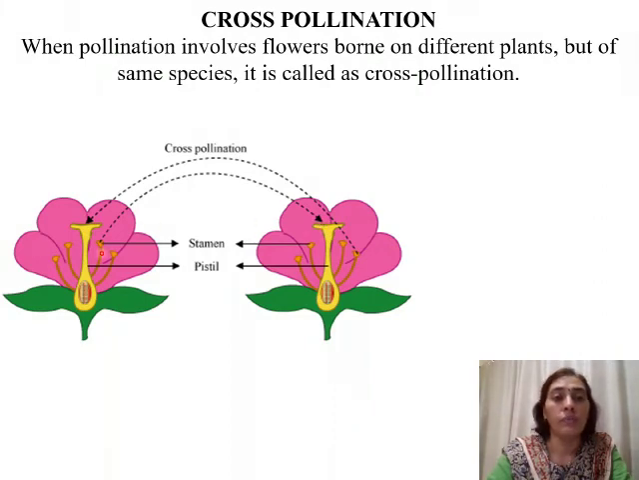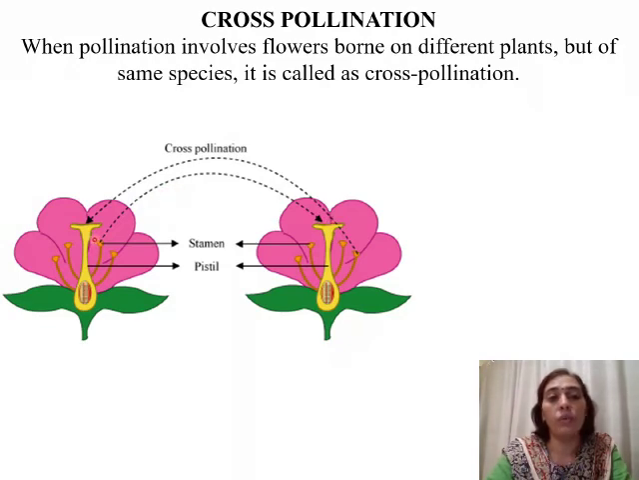So this is what we refer to as cross-pollination. That is when the pollen grains from one of the flowers on one of the plants get transferred to the stigma of another flower on another plant. So this is what is cross-pollination.